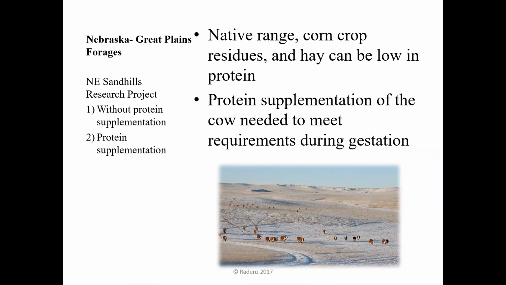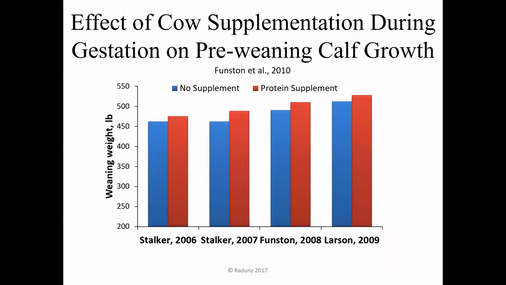This looked at cows on native range grazing corn crop residues and hay that are all in low protein availability. And this research looked at basically 2 things: supplementing the pregnant cows with protein or not supplementing the pregnant cows with protein. There were a series of studies done over several years at the University of Nebraska, and I am showing 4 of those studies here.